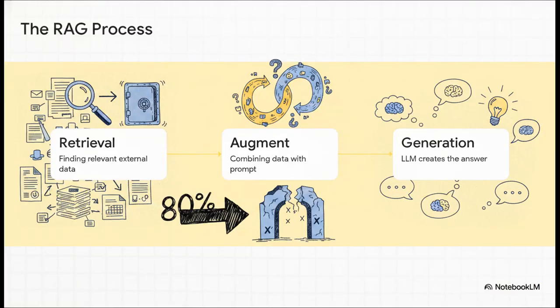So let's unroll this pipeline and look at the 3 foundational pillars of context. RAG stands for Retrieval, Augment, and Generation. Step 1 is retrieval. This is where we actually find the relevant external data out of millions of documents. Step 2 is augment, where we take that raw data and combine it with your prompt. And step 3 is generation, where the AI finally creates the informed answer. But here's the secret: 80% of the engineering magic happens right there in step 1. If your retrieval is bad, the whole system basically falls apart.